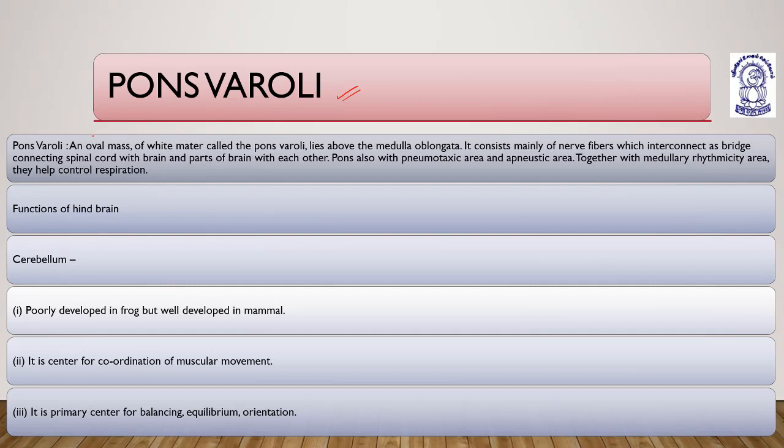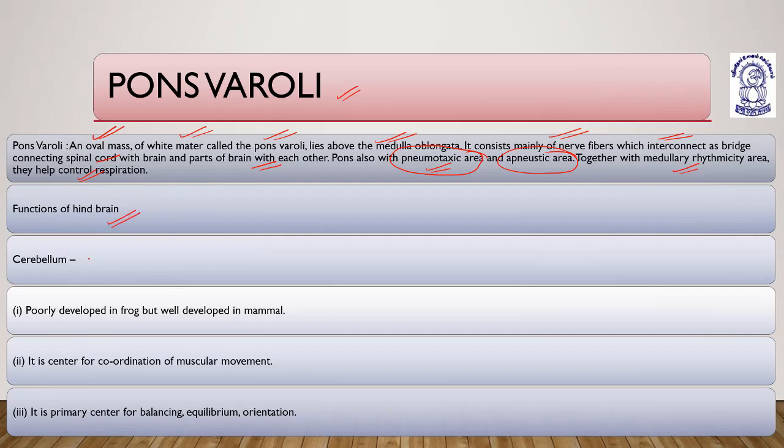Pons varolii. It is an oval mass of white matter lying above the medulla oblongata. It consists mainly of nerve fibers which interconnect as a bridge connecting the spinal cord with the brain and parts of the brain with each other. Pons also has the pneumotaxic area and apneustic area, together with the medullary rhythmicity area, that help to control the rate and rhythm of respiration.